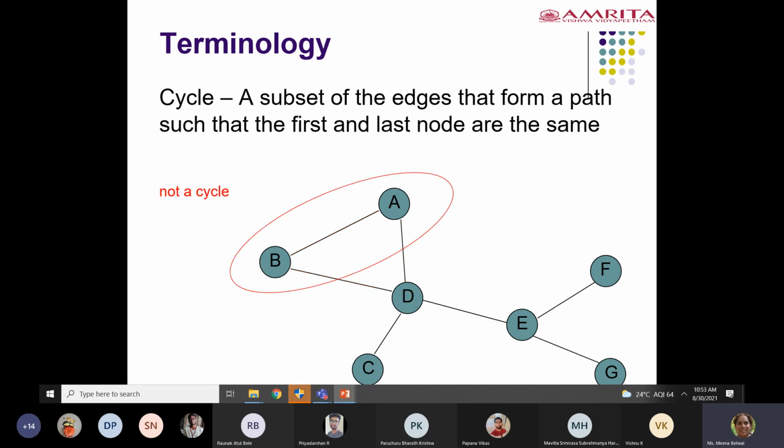What about AB? It is not a cycle. AB is an edge. It is a path, but it is only one edge, where the first and the last node are not the same. So this is not a cycle.